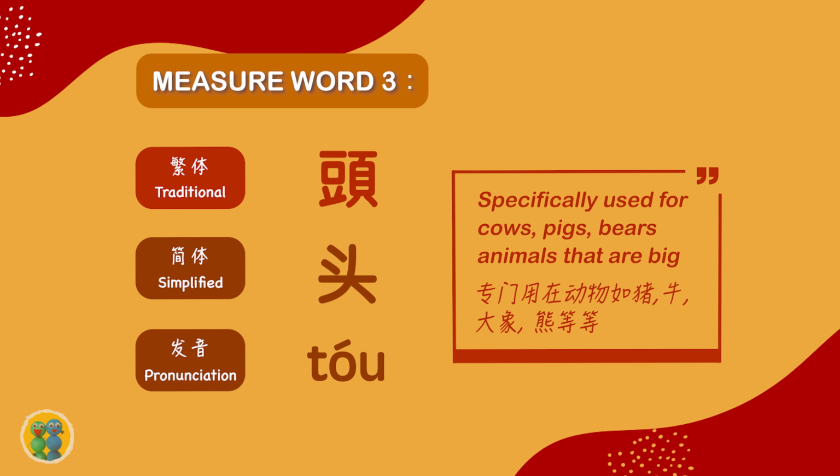The third measure word is 头. 头 is specifically used for animals like cows, pigs, or bears. The animals that are big, and we can see these animals have something in common, which is they are big. Like the animal mammoth, we can use this measure word to refer to it. A mammoth is 猛犸象, and we can use this measure word for mammoth. 一头猛犸象, a mammoth.